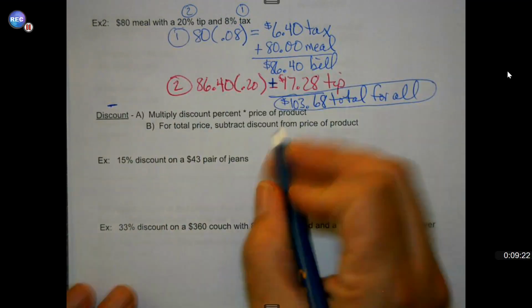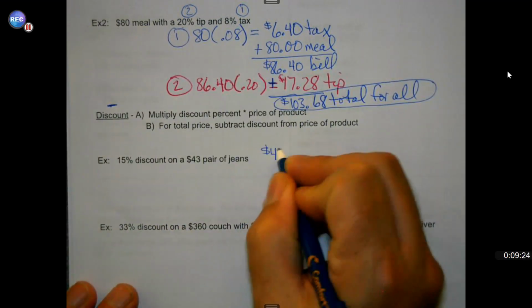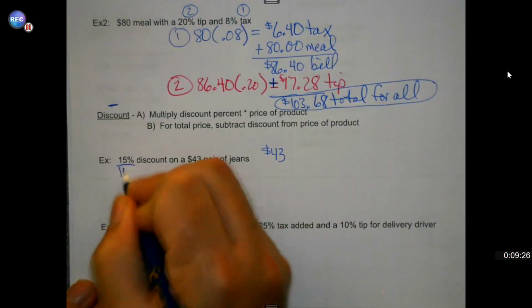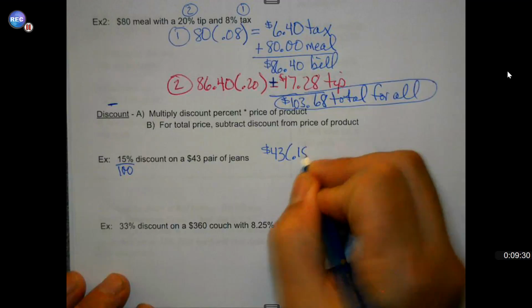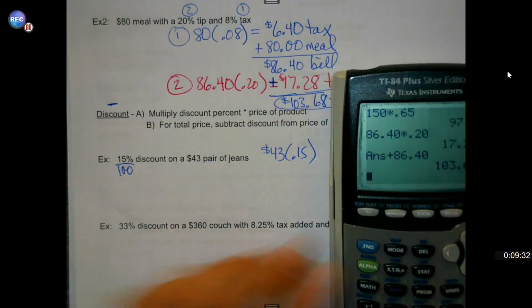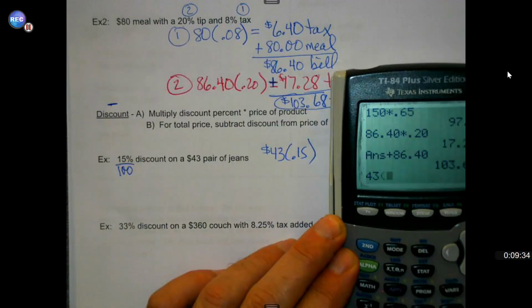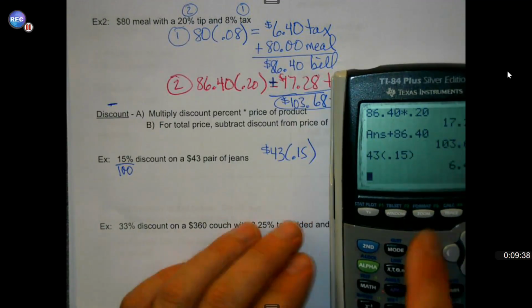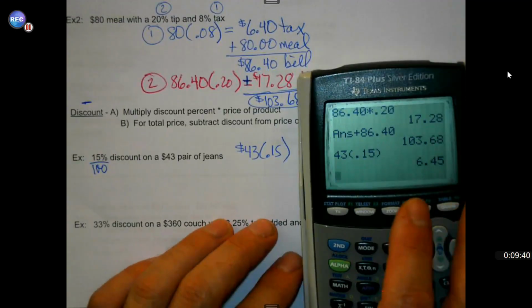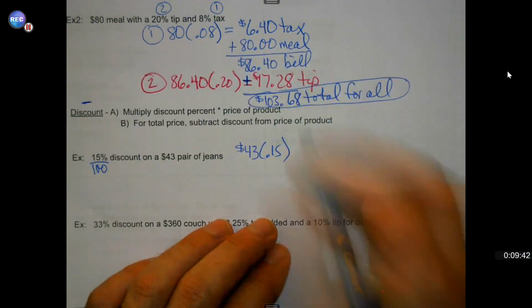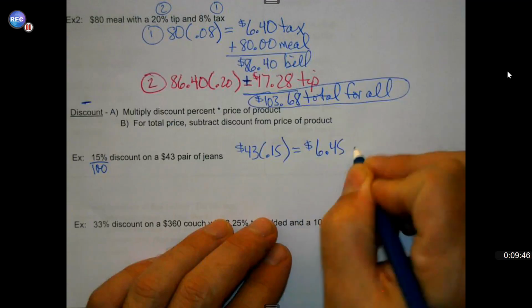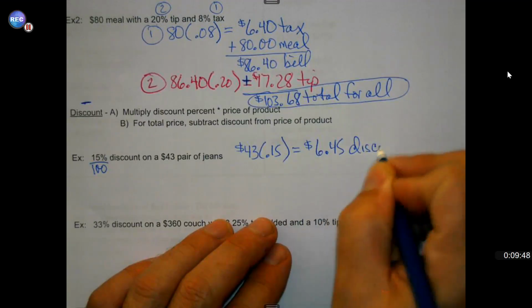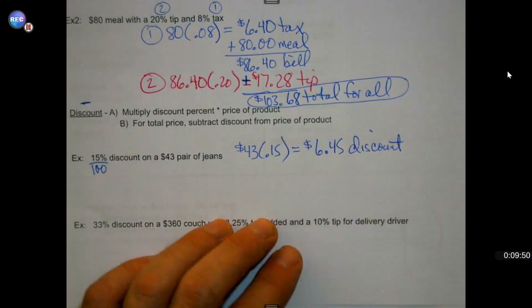So $43. Again, we're just dividing the percent by 100 because we want to use the decimal. So, oh, I'm not on the screen. $6.45. Okay, if you were just asked for the discount, that's what you got.